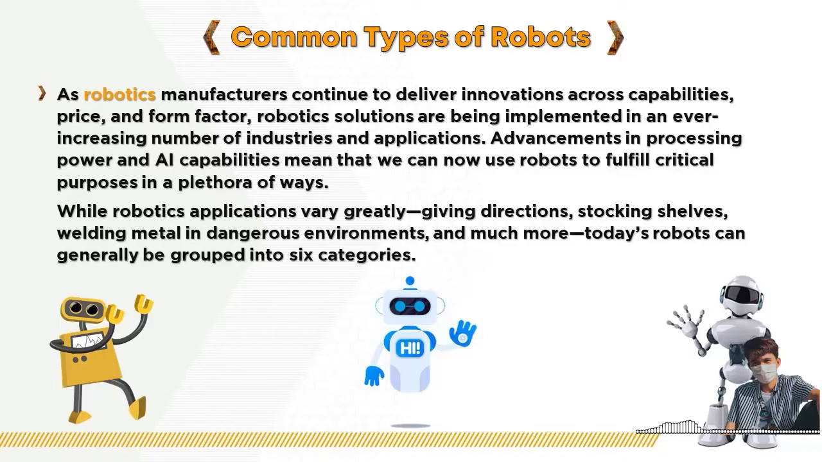Advancements in processing power and AI capabilities mean that we can now use robots to fulfill critical purposes in a plethora of ways. While robotics applications vary greatly, giving directions, stocking shelves, welding metal in dangerous environments, and much more, today's robots can generally be grouped into 6 categories.